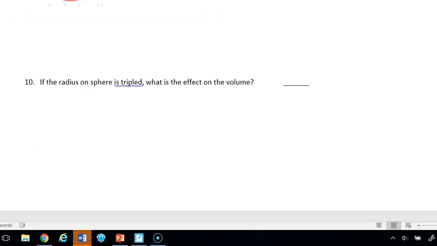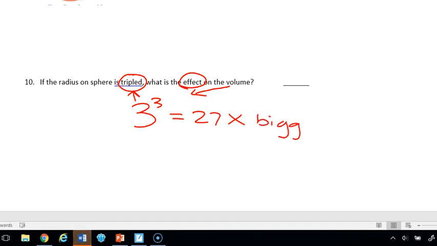So on this last problem, number 10, it says if the radius on a sphere is tripled, what is the effect on the volume? Now we have 2 key terms here. We got this term tripled. That means we're multiplying the radius by 3, and then we have this term effect. So what I told my students was you cube the effect. So tripled is this 3 right here, and then because it's volume, we're going to take that to the third power. So 3 to the third power is 27. So this thing's going to get 27 times bigger. So the answer is 27 times bigger.